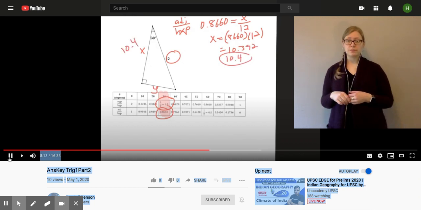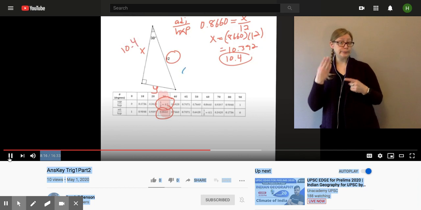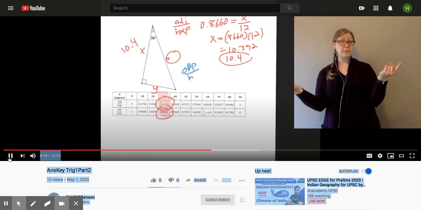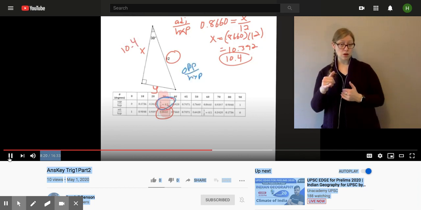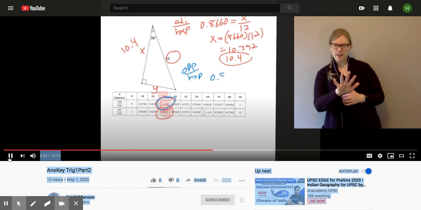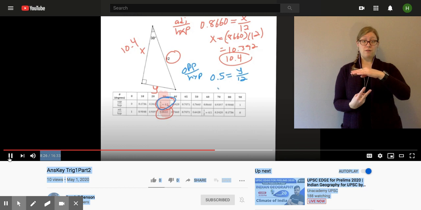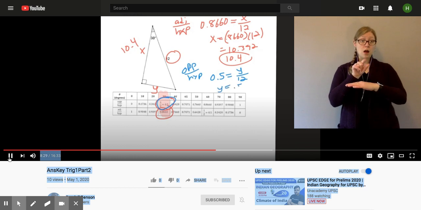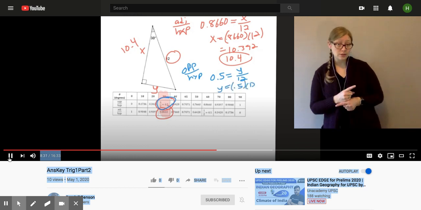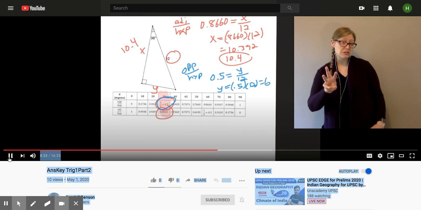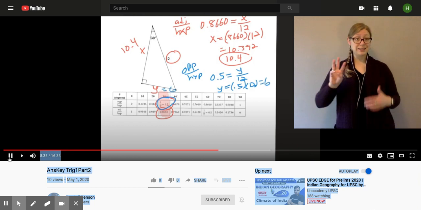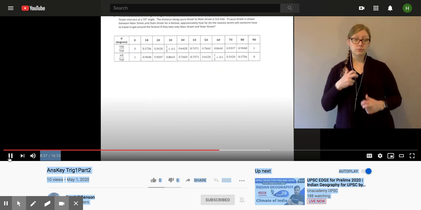And then let's switch to a blue pen. And so when I do opposite over hypotenuse, that's 0.5. So we have 0.5 equals y over 12. And so y is going to be half of 12, which is going to be 6. So y is 6.